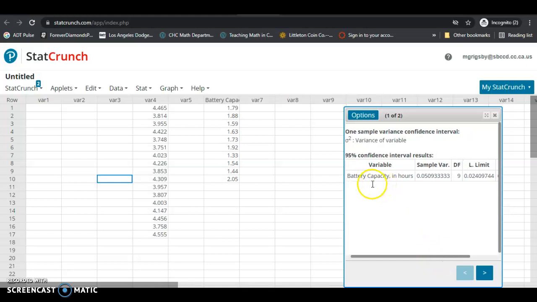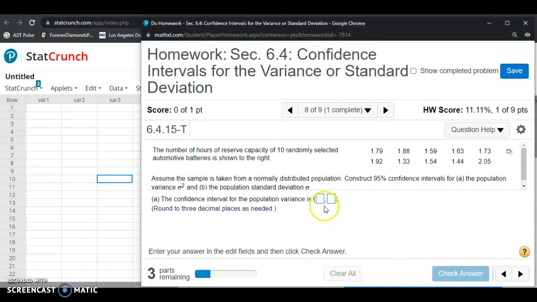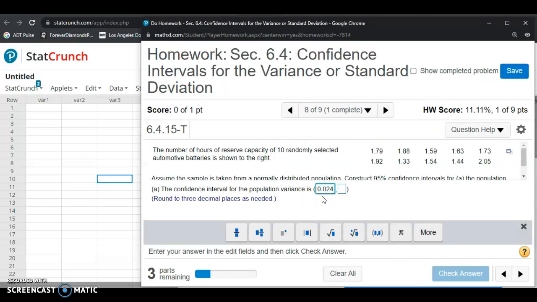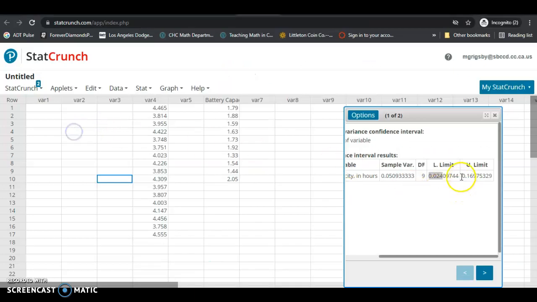Okay, so we can see the name of the variable, which I've named battery capacity in hours. This is the sample variance S squared, so it's 0.0509. The degrees of freedom is the sample size minus 1, so there are 10 data points, so our degrees of freedom is 9. And these are the lower and upper limits of the confidence interval for the variance. We're going to round these to 3 decimal places, so 0.024 is the lower limit. Then the upper limit rounded to 3 decimal places is 0.1069.